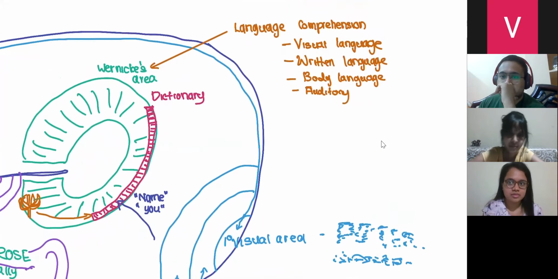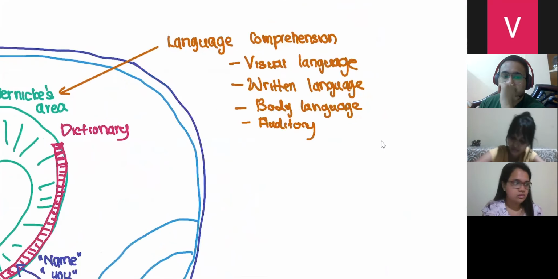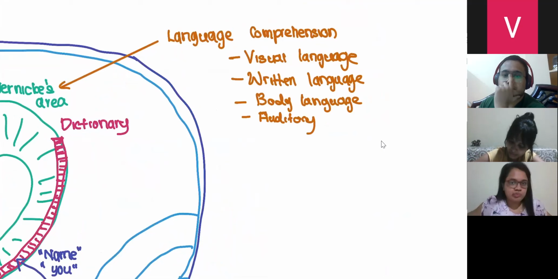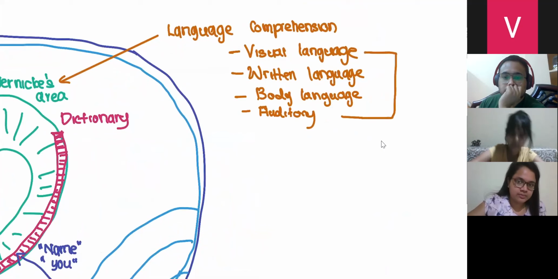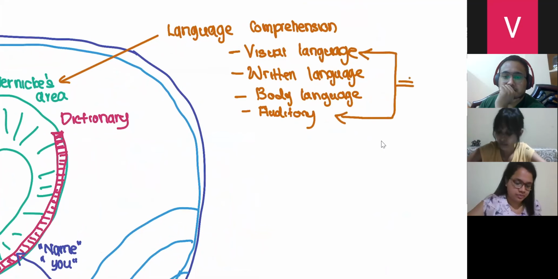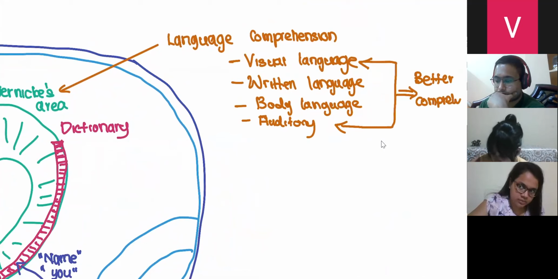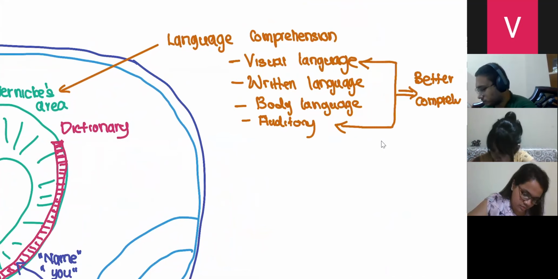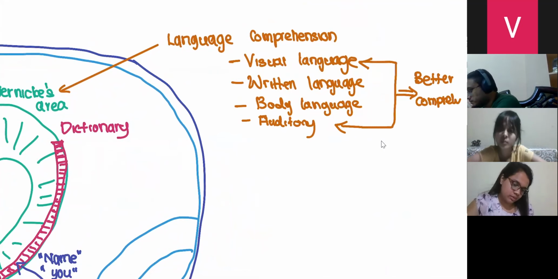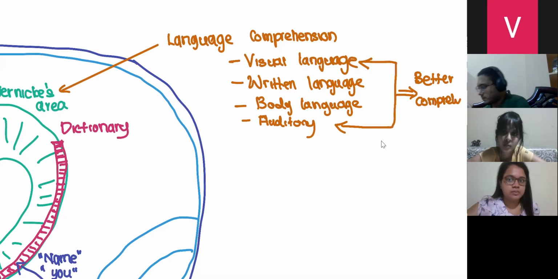When it comes to learning, if you can combine more than one of these, if you can combine visual with auditory, you will have better comprehension. That is basically a live lecture. What we are doing right now includes both visual and auditory. But if you go and read a book, that is just visual language. That will not be retained longer. You won't understand as much.